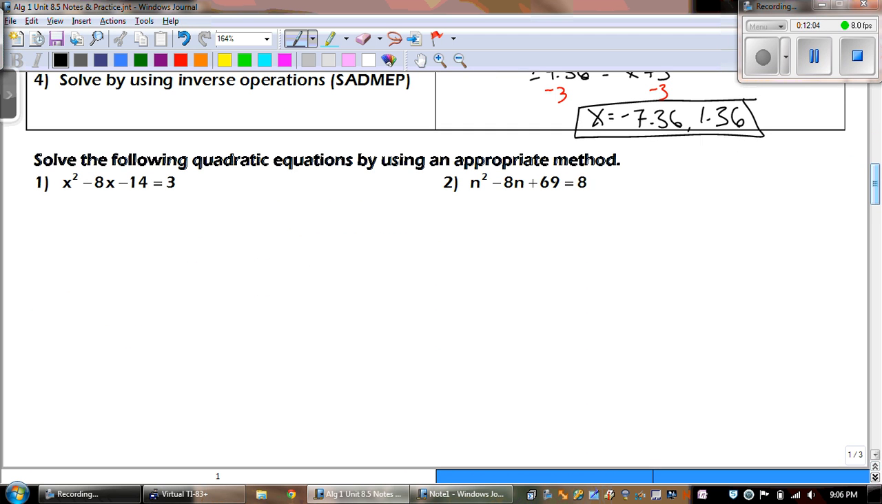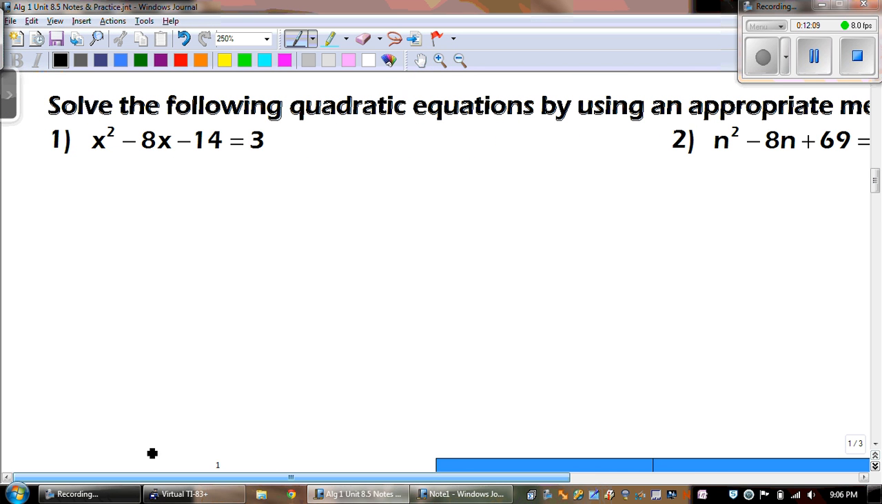Okay, so it says solve the following quadratic equations by using an appropriate method. So, to make sure we can't factor it, we always want to get everything over to the left side. Well, at least the side where the quadratic term is positive, excuse me. So, we get x squared minus 8x minus 17 equal to 0. I want to see if I can factor it because factoring is super easy. So I'm looking for numbers that multiply to get negative 17 and add up to negative 8.